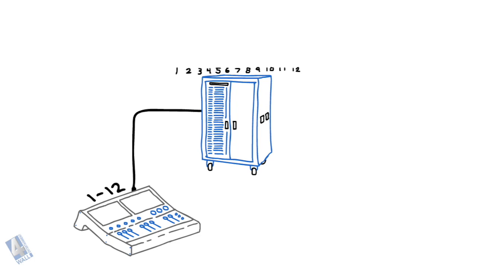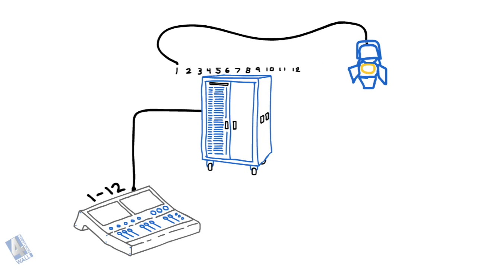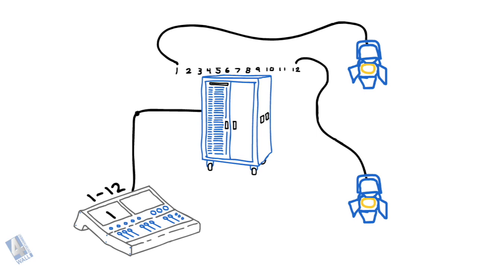Let's say we have a lighting fixture up here. It plugs into dimmer 1. This lighting fixture down here plugs into dimmer 12. Every time channel 1 is turned on, it talks to dimmer 1, which turns on whatever is plugged into it. If you turn on channel 12, it will turn on whatever is plugged into dimmer 12. This is the simplest form of how the components work together to create a conventional lighting system.